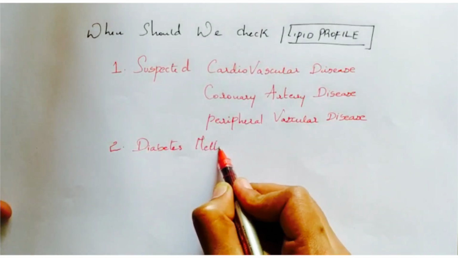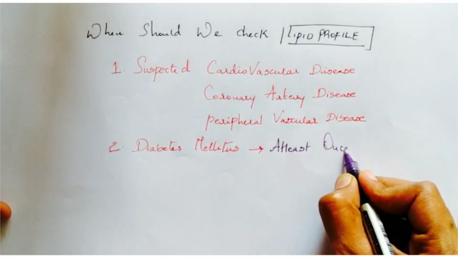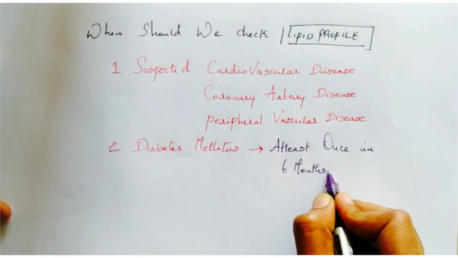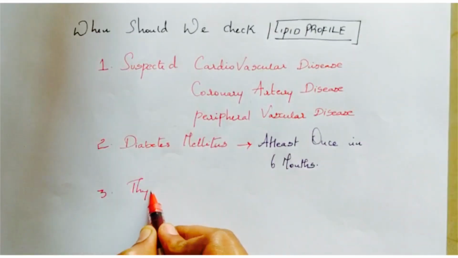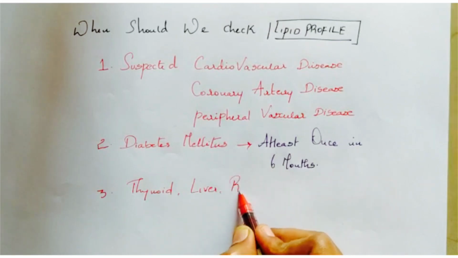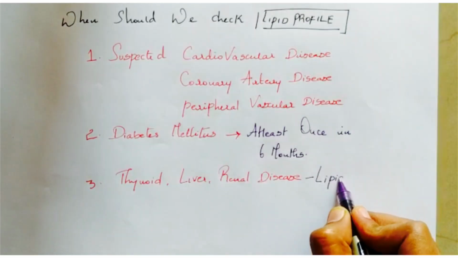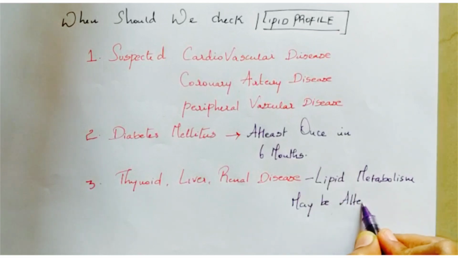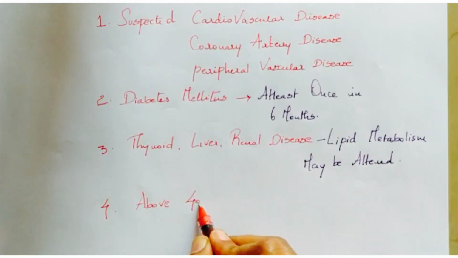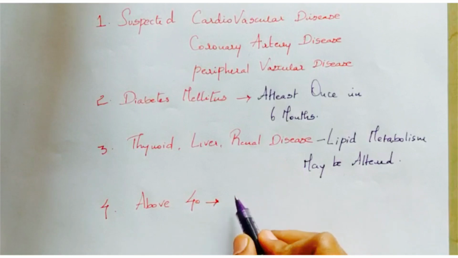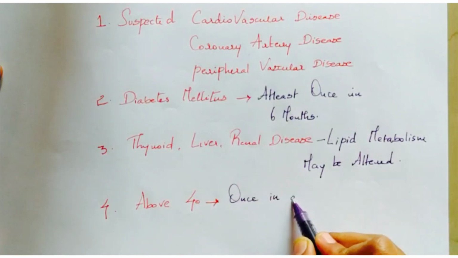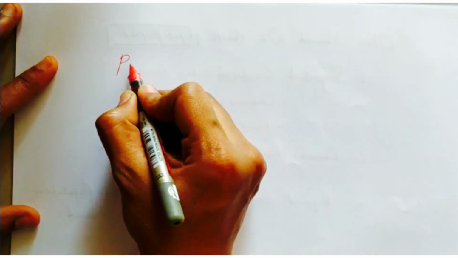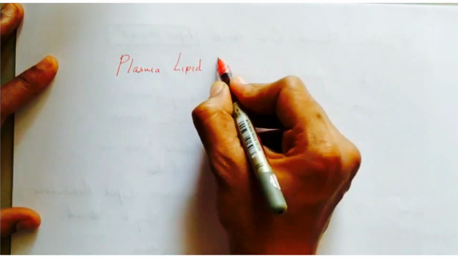patients with diabetes mellitus should check at least once in 6 months, and patients with thyroid, liver or renal disease should check lipid profile because the lipid metabolism may be altered. Individuals above 40 years should be checked for lipid profile once in a year.